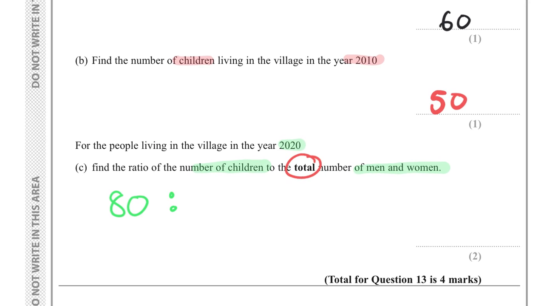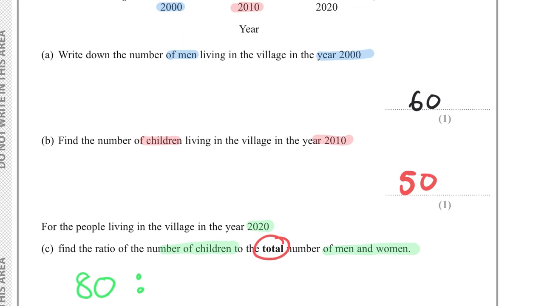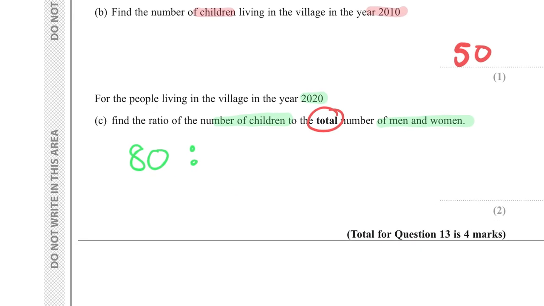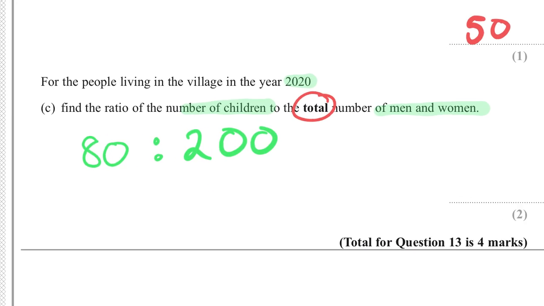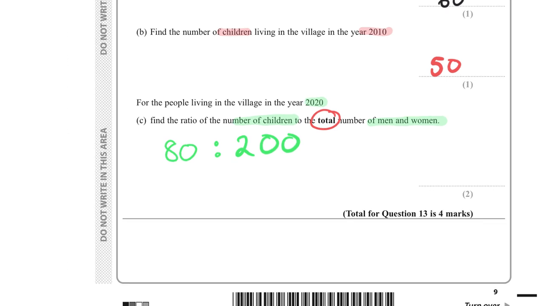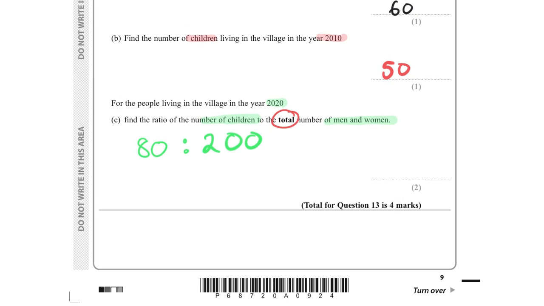And then to the total number of men and women. So that's everyone else. Oh, lovely. The men and women comes all the way up from 0 to 200. So there's 200. Easy. Oh, that is nice. And it doesn't say simplify it, so don't waste your time. If it's not asked you to simplify the ratio, leave it as it is. Make your life easier. Oh, that's the end of that page.